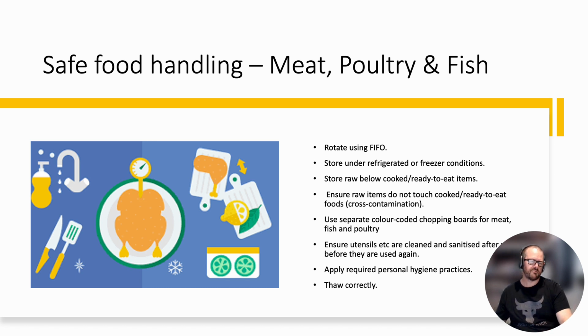In the kitchens, we have separate color-coded chopping boards for all different products. That's a really good safe food handling technique. Applying personal hygiene practices, thawing, FIFO, storing under the proper conditions. And that third point there is really quite interesting about where different foods should be stored in the fridge. Talk about raw foods being stored underneath ready-to-eat items. That way you don't get raw food juices dripping onto something that is not going to be cooked.